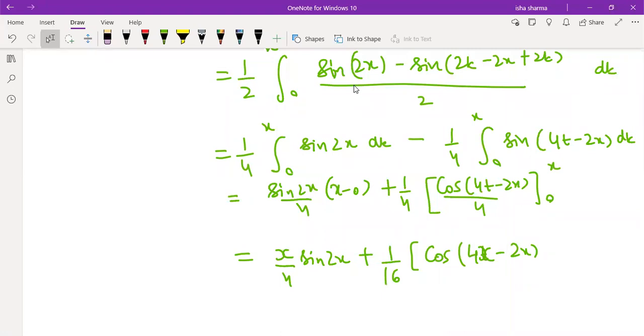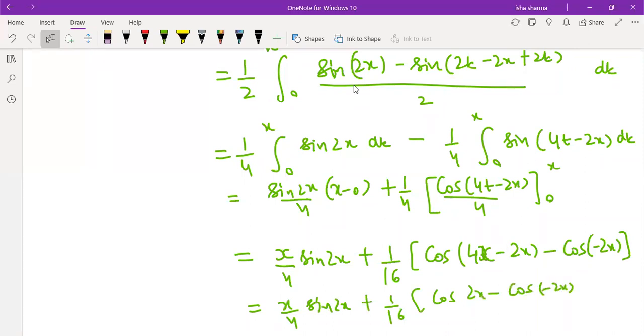So cos 4x minus 2x minus cos. In place of t you have to put 0, so it's cos of minus 2x. So x by 4 sine 2x plus 1 by 16 times cos 2x minus cos minus 2x. That is 0, because cos of minus 2x is the same as cos of 2x. So the final answer is just x by 4 sine 2x.